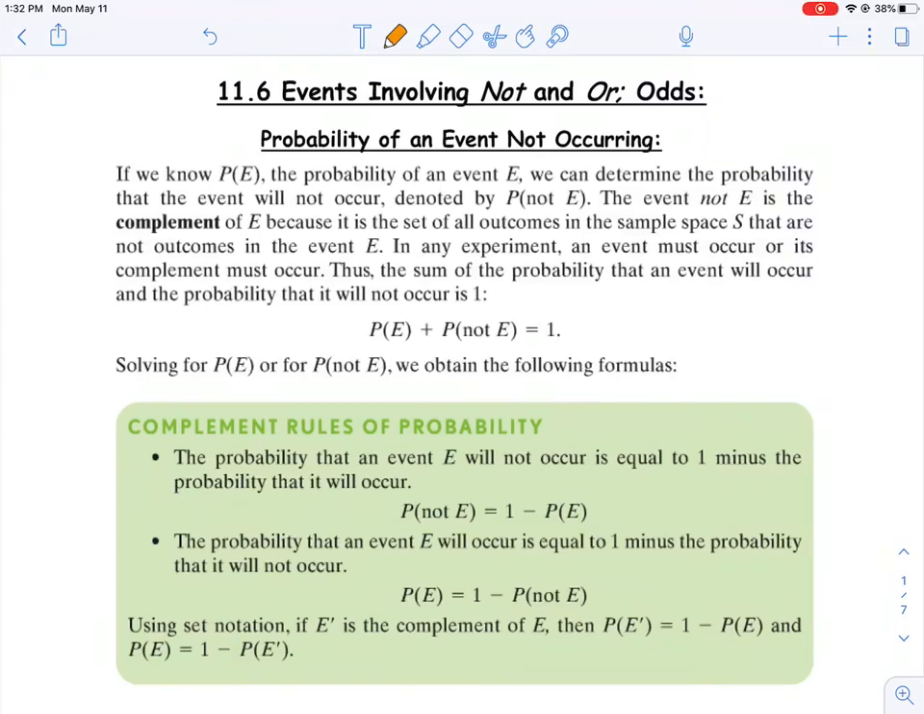All right, we're going to start section 11.6. We're going to continue talking about probability. We're going to hold off a little bit on the combinations and permutations so you get a little bit of a break, but we're going to continue talking about probability.